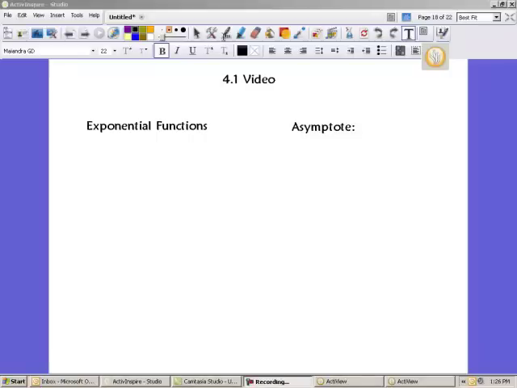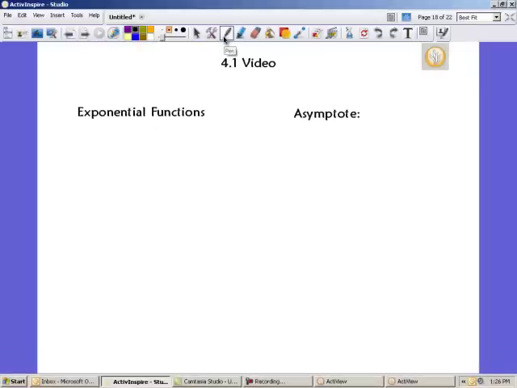In section 4.1 video, we're going to be talking about exponential functions. And I'm going to give you a general shape of the graphs here. And this usually looks like f of x or y equals something with an exponent, of course.